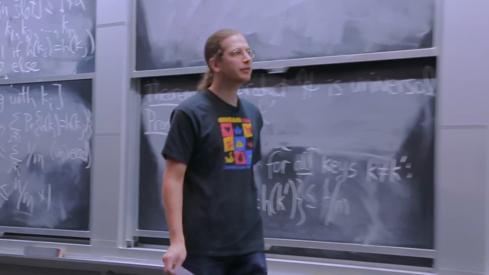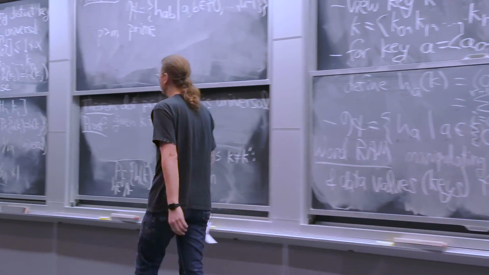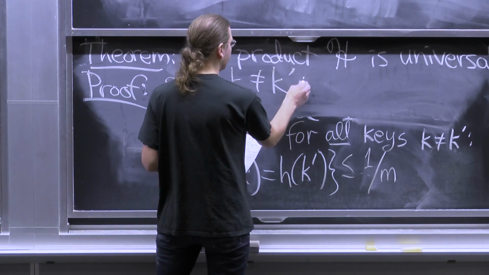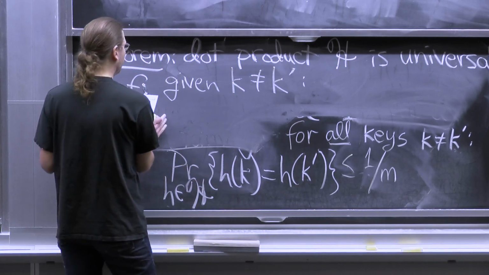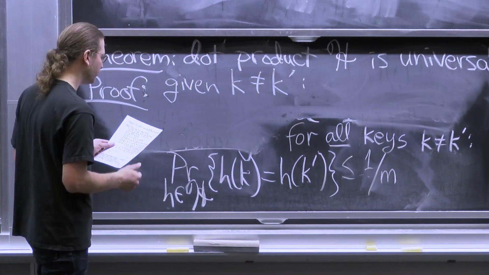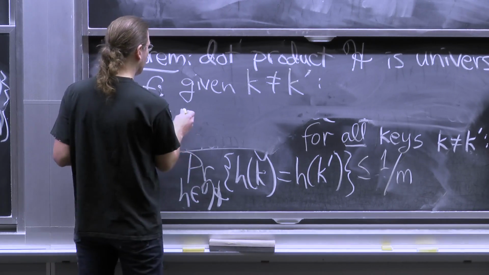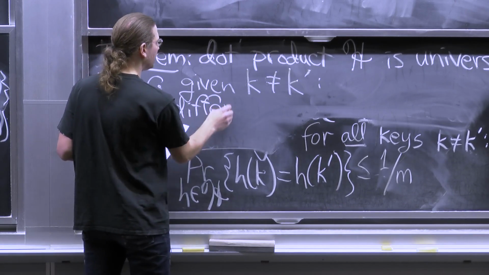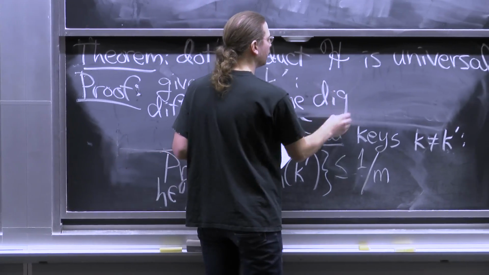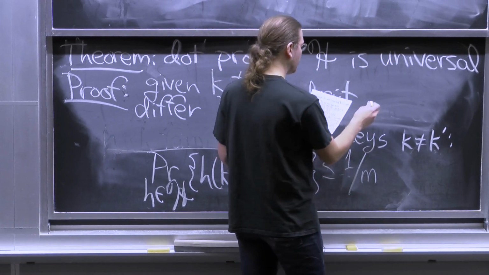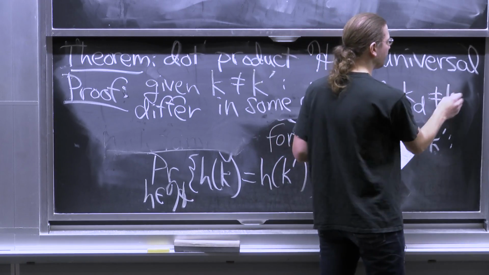Now, if two keys are distinct, then their vectors must be distinct. If two vectors are distinct, that means at least one item must be different. Should sound familiar. This was like in the matrix multiplication verification algorithm that Srini taught. k and k prime differ in some digit. Let's call that digit d. So k sub d is different from k sub d prime.